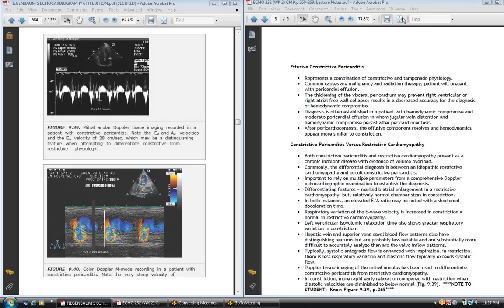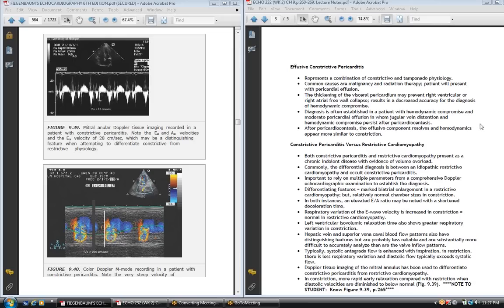It is important to rely on multiple parameters from the comprehensive Doppler echo exam to establish the diagnosis. The differentiating features: marked biatrial enlargement in a restrictive cardiomyopathy, but relatively normal chamber sizes in constrictive pericarditis. In both instances, an elevated E/A ratio may be noted with a shortened deceleration time. That is your classic restrictive mitral inflow: high E, small A, shortened deceleration time.